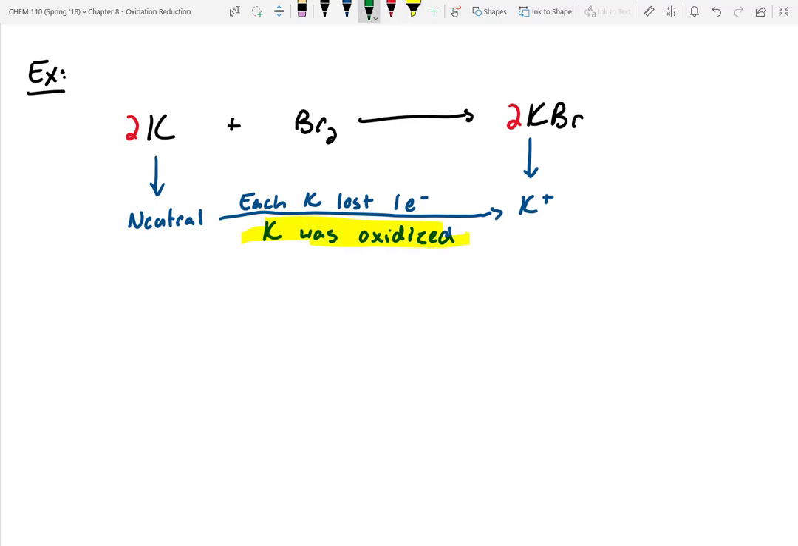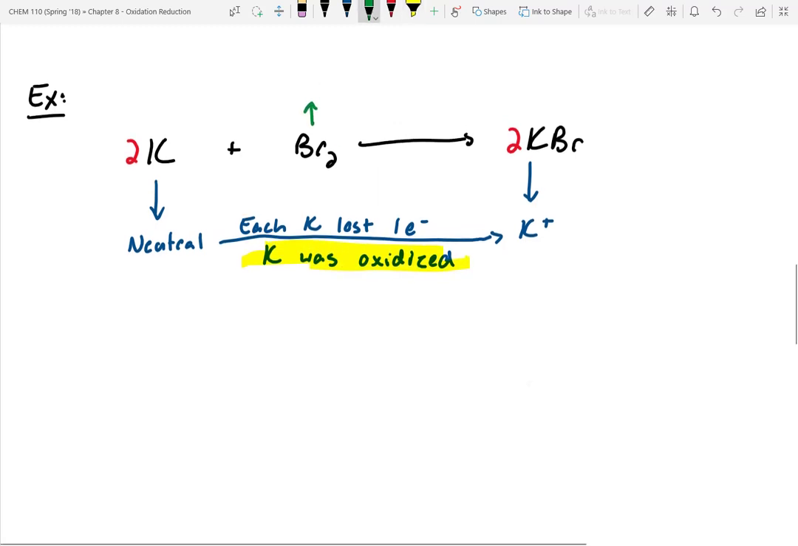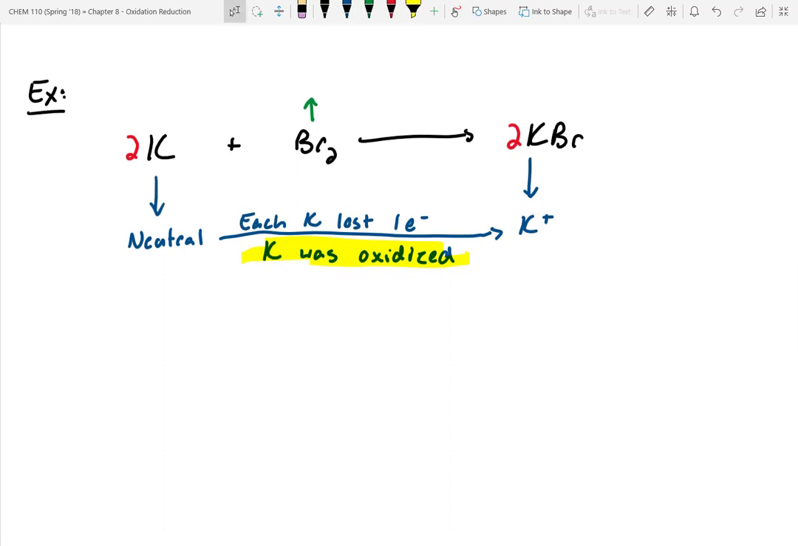Got to do the other half now. If we think about bromine here, would this be neutral or 2 negative or 1 negative? Neutral. It's by itself. And then bromine over here, what charge would bromine have as an ionic compound? -1. So really quickly, we can say each bromine gained 1 electron because we know it's getting more negative. That means that bromine was reduced.